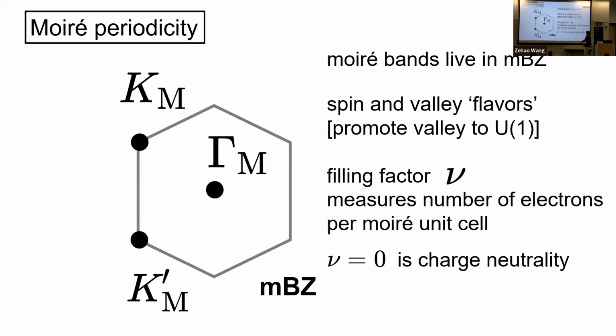I've just zoomed in into the moiré Brillouin zone, and I can again label the high symmetry points. Now they have a subscript M for moiré. Clearly the moiré bands will have to fold and fit within this new moiré Brillouin zone. Of course, I shouldn't forget that we still have a spin and valley degeneracy, so there's really a four-fold flavor degeneracy. In the moiré community, we often define a very important number called the filling factor, mu. This is a dimensionless number which measures the number of electrons per moiré unit cell, relative to neutrality, so mu equals 0 corresponds to charge neutrality.